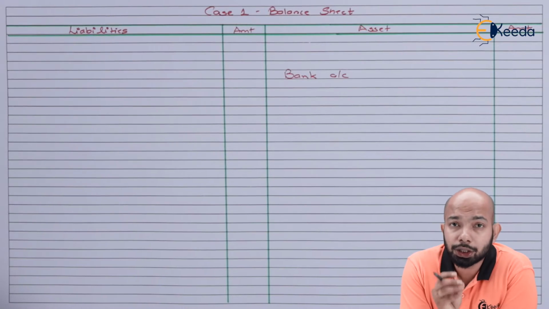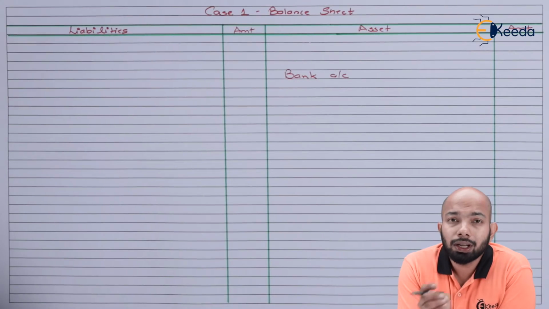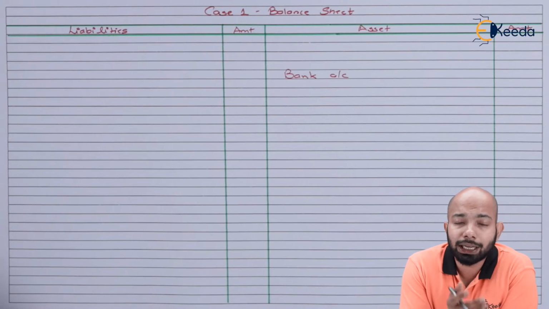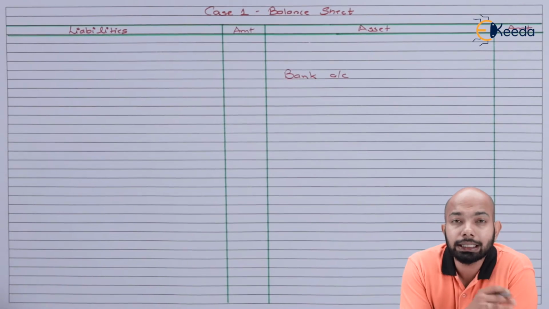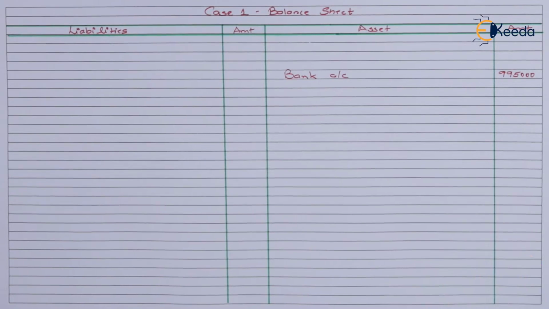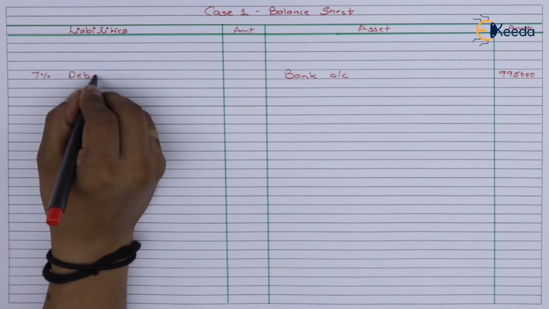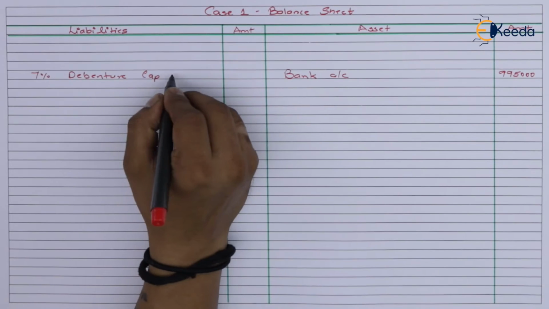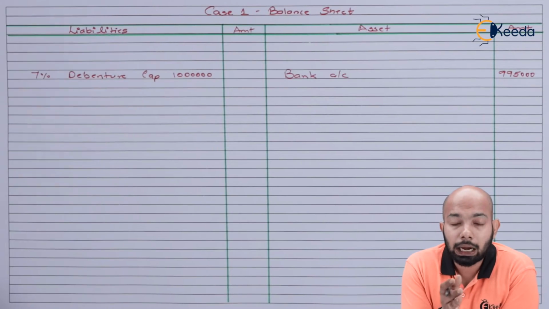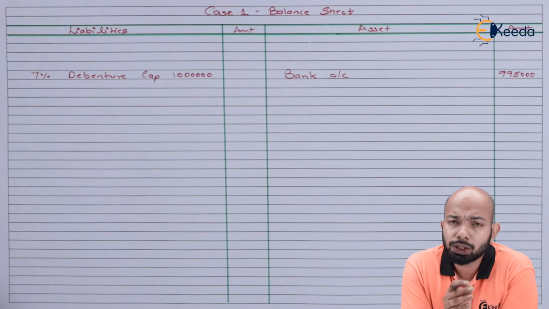We'll just mention the issue of debentures for open subscription which was done. So the bank account and debenture capital related to that, and calls in arrears will be related to that itself. So let's start with the bank account first. The bank account total comes to 9,95,000. Let's go on to the 7% debenture capital. The 7% debenture capital was 10 lakh, out of which we'll subtract the calls in arrears, which is 5,000 here.